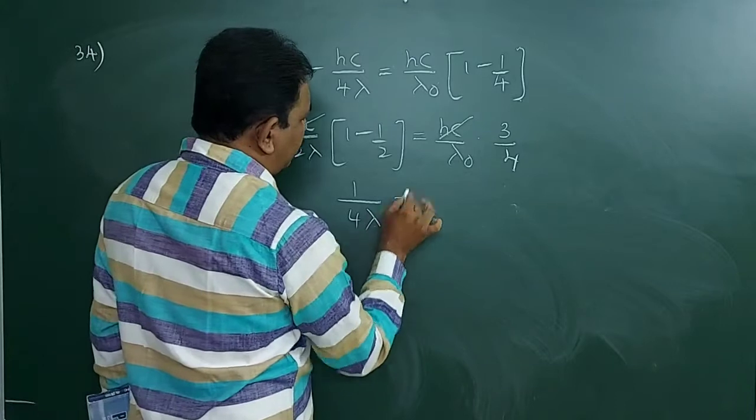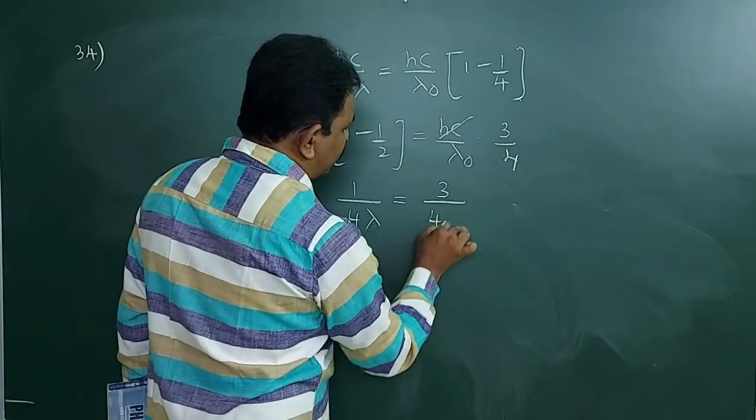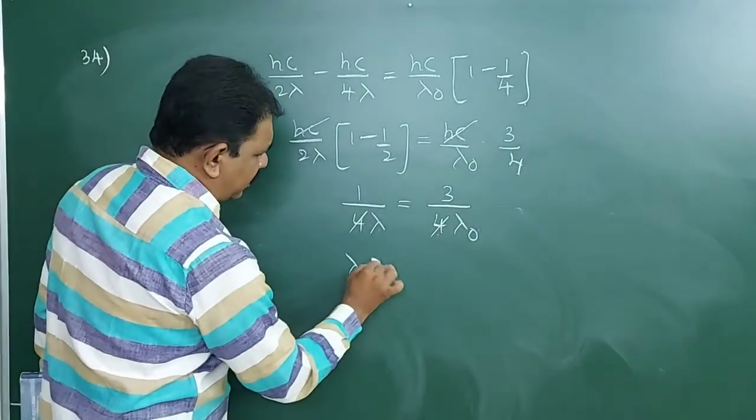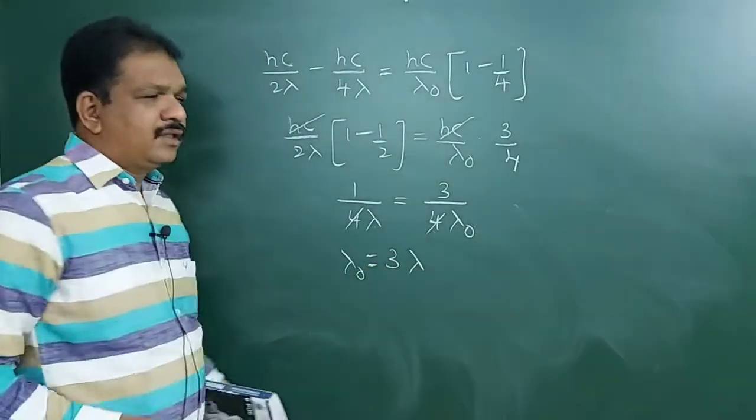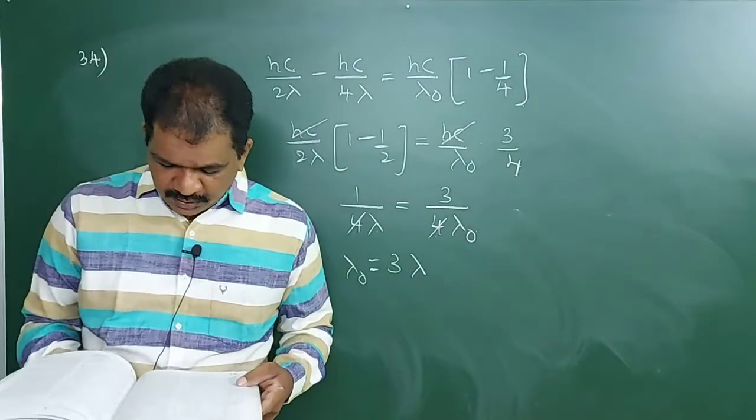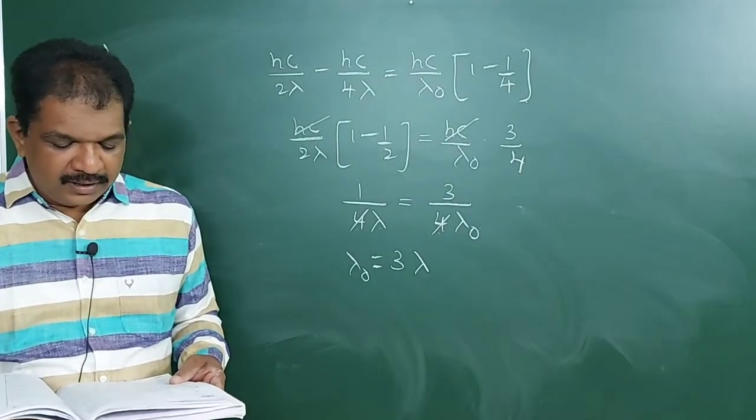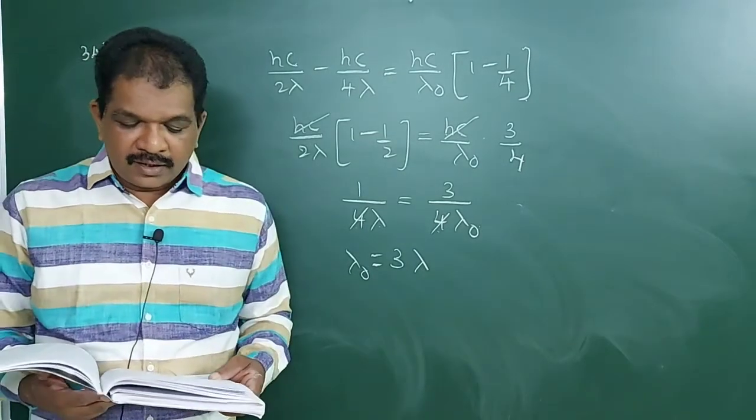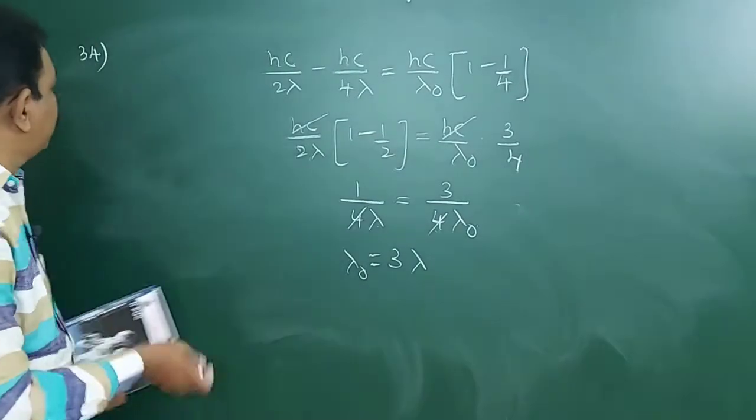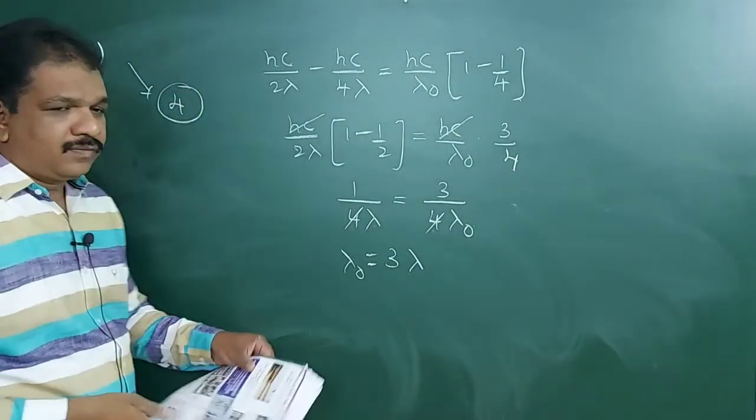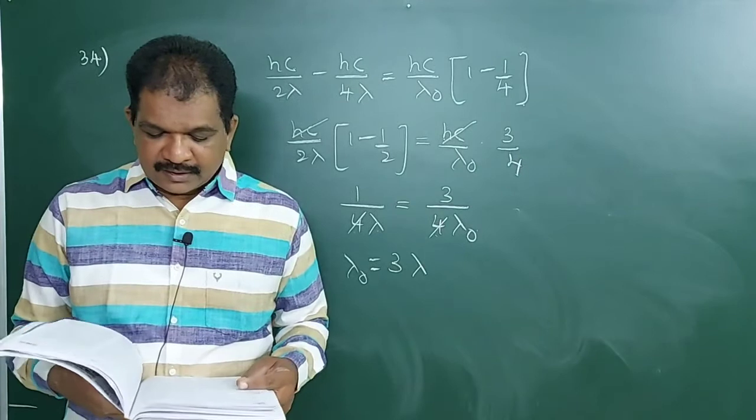So finally 1 by 4 lambda is equal to 3 by 4 lambda naught. So lambda naught is equal to 3 lambda. Threshold wavelength value will be 3 lambda. So 34, it will be the 4th option. Clear? Next, 35.